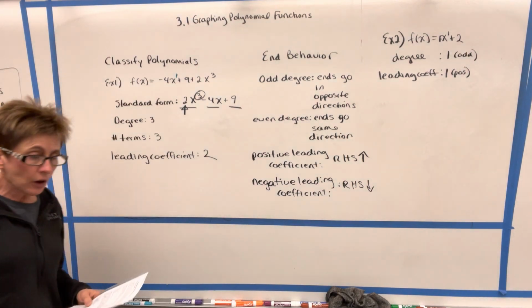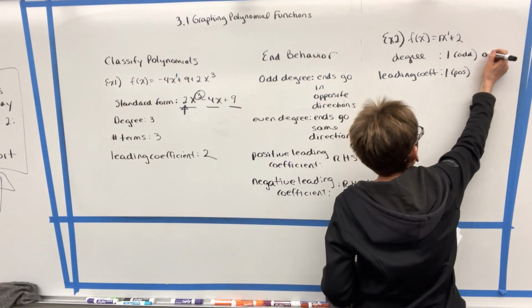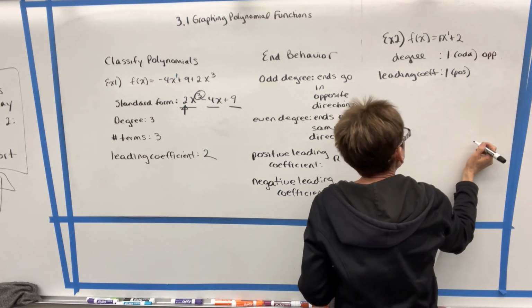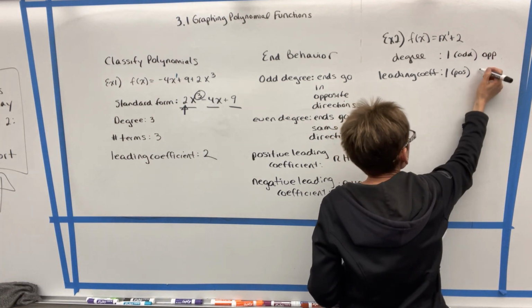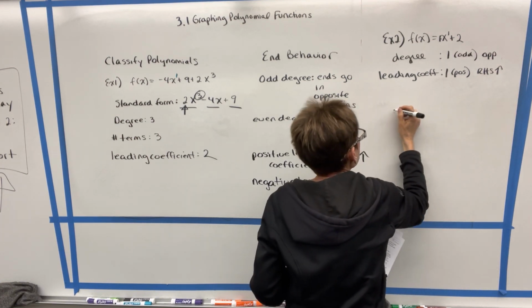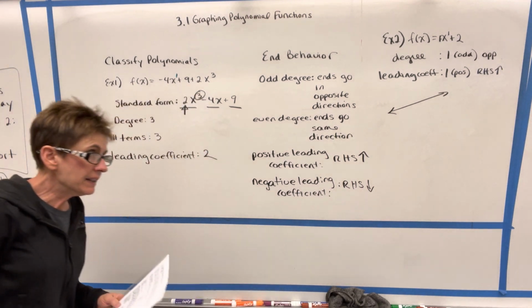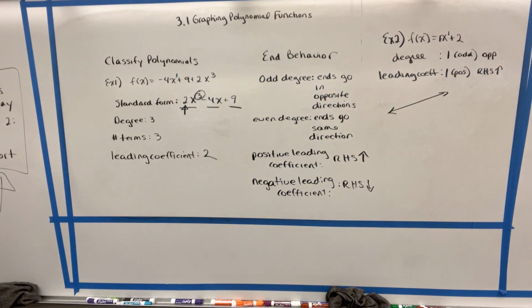Because it's odd, we know the ends are going to go in opposite directions. And because the leading coefficient is positive, the right-hand side is going to go up. This is going to end up being a line where the right-hand side goes up, and because the ends go in opposite directions, the left-hand side is going to go down.